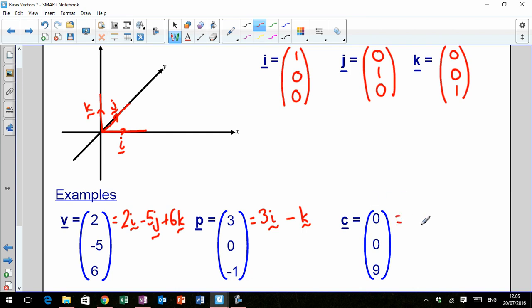And c, you've not got any i's because it's not going anything across the x-axis. You've not got any j's because it's not going back across the y-axis. But we do have 9 k's because it's going 9 units up. Okay, so this is how you write vectors in terms of the basis unit vectors rather than component form, which is what it is when it looks like this.